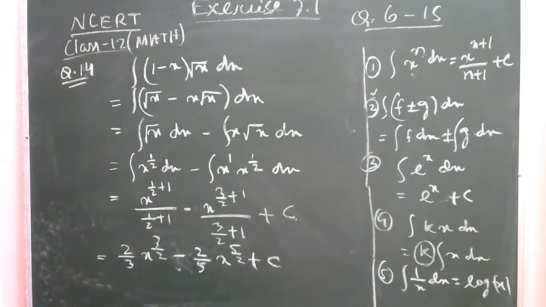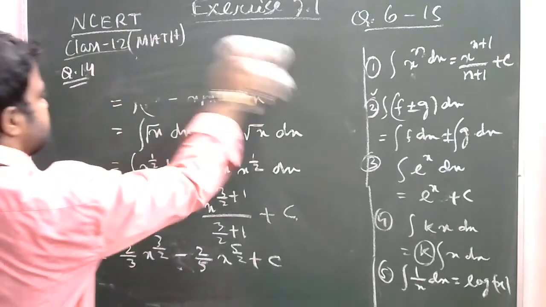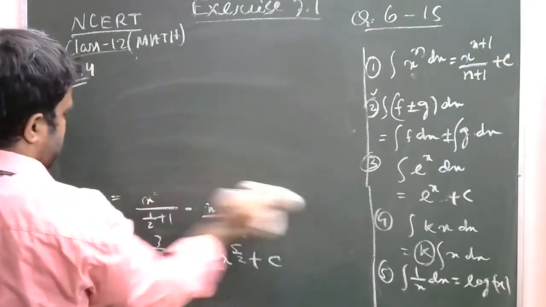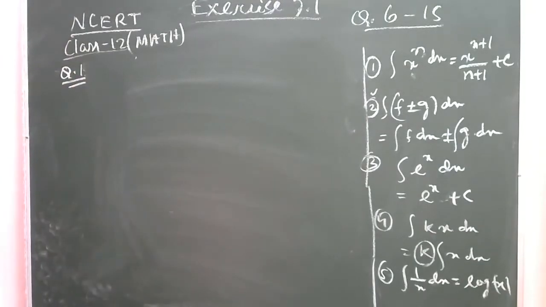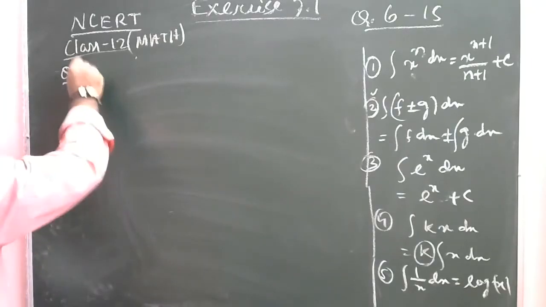Clear? Any issue? 2 by 3 x to the power 3 by 2 minus 2 upon 5 x to the power 5 upon 2 plus c. Clear? Last problem in this video. Then in the next video we'll solve question number 16 to 22. It was a longer video, difficult to upload also, and some problems may be there in between.